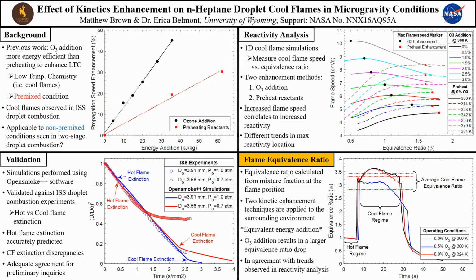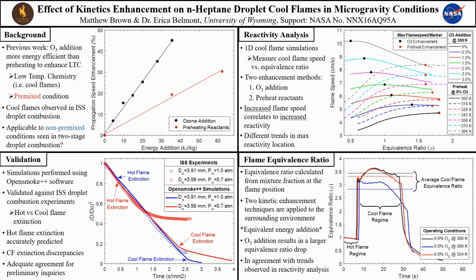The blue and red lines display ozone enhancement and environment preheating respectively. For both enhancement cases, equivalent energy was added to the reactants through either the enthalpy of formation of ozone or through the preheating of the surrounding environment. We can see that both enhancement methods cause the flame to move to leaner equivalence ratios, but the ozone enhancement method yields a greater change in average cool flame equivalence ratio when compared to the preheating enhancement method.